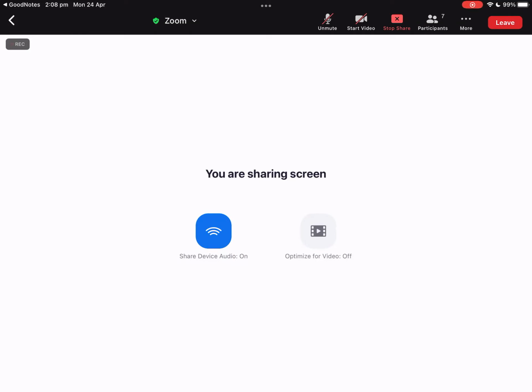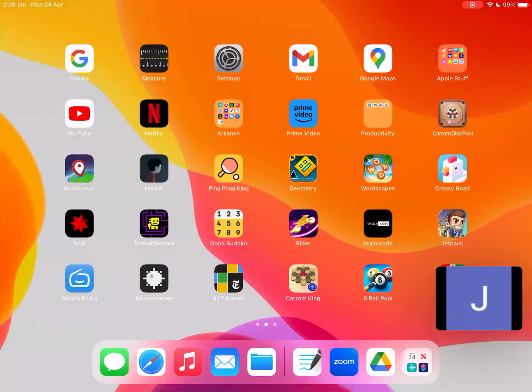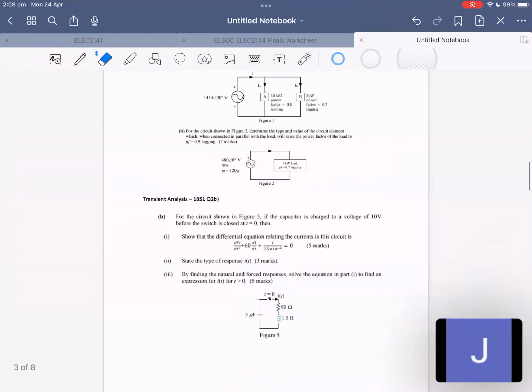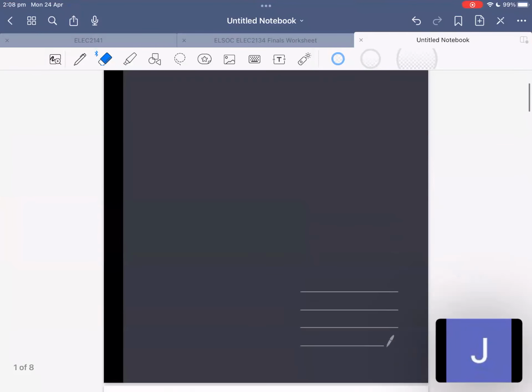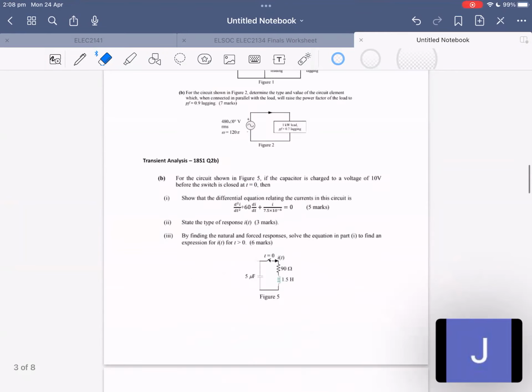Okay, just double checking. Can everyone hear us on Zoom? If someone could just type in chat if you can hear us, that would be good. Yep, cool. Okay, I guess I'll just deal with it.